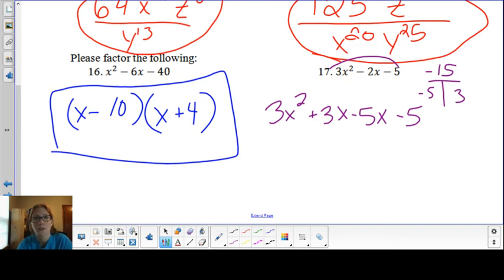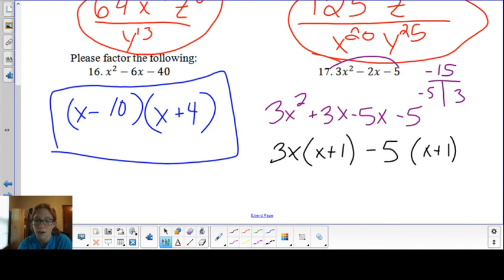What can come out of the first 2 terms? Well, I can divide out a 3x from both. So I'm left over with x plus 1. I leave a little space and write x plus 1 again. What do I take out of the negative 5x minus 5 to get x plus 1? I took out a negative 5. So my answer is x plus 1 times 3x minus 5.